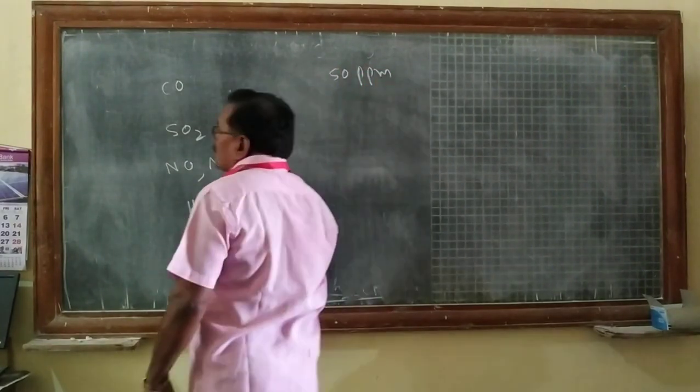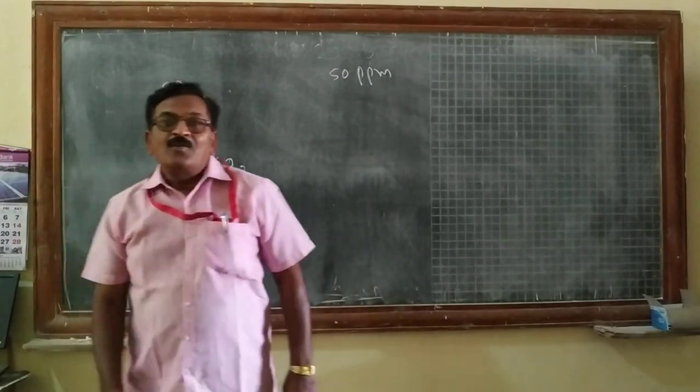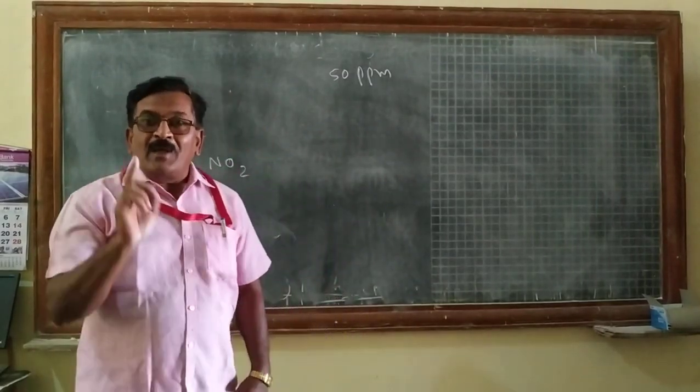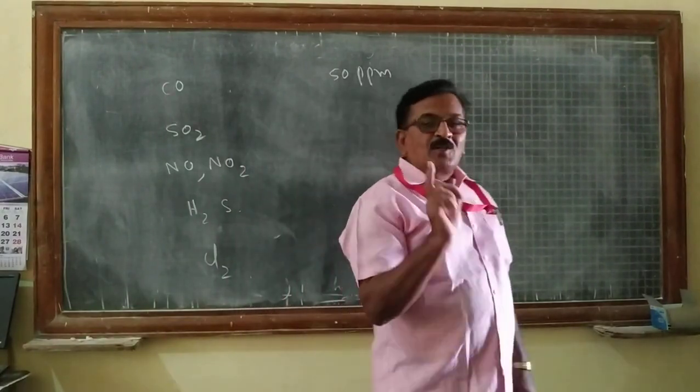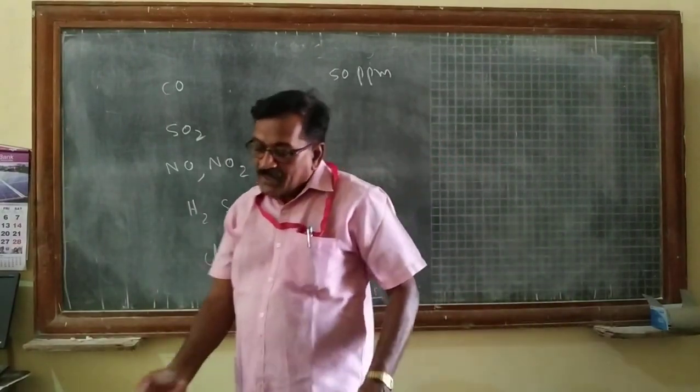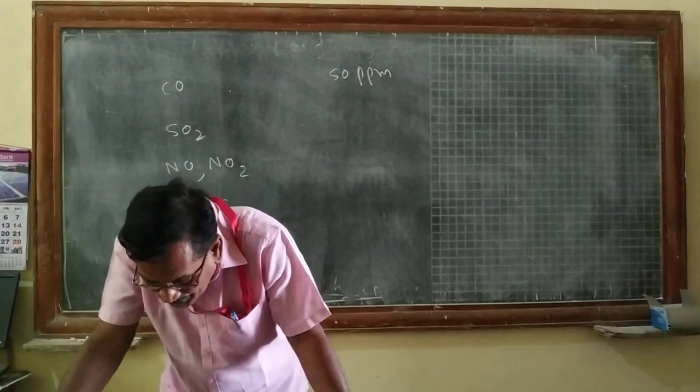ppm is 50 parts per million. This is the main occurrence of carbon monoxide in the atmosphere. So that is carbon monoxide. Okay. The next, number 2, is sulfur dioxide.